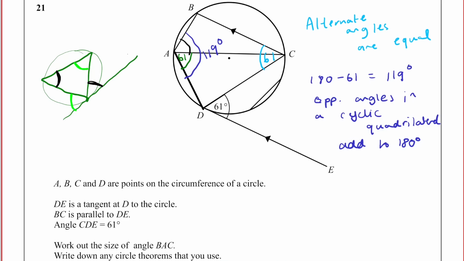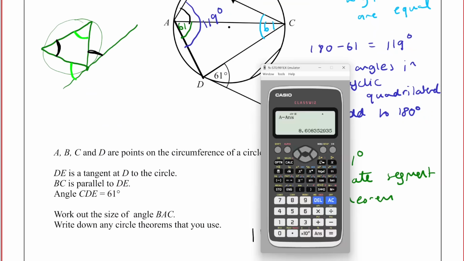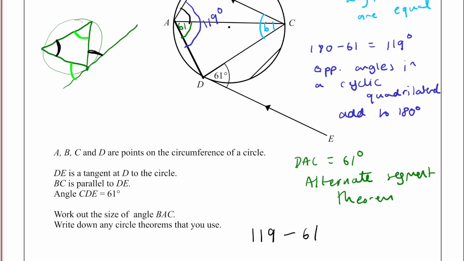So DAC is also 61 degrees because of the alternate segment theorem. So now we can work out BAC because it's 119, take away 61. 119 take away 61, and that is 58 degrees.